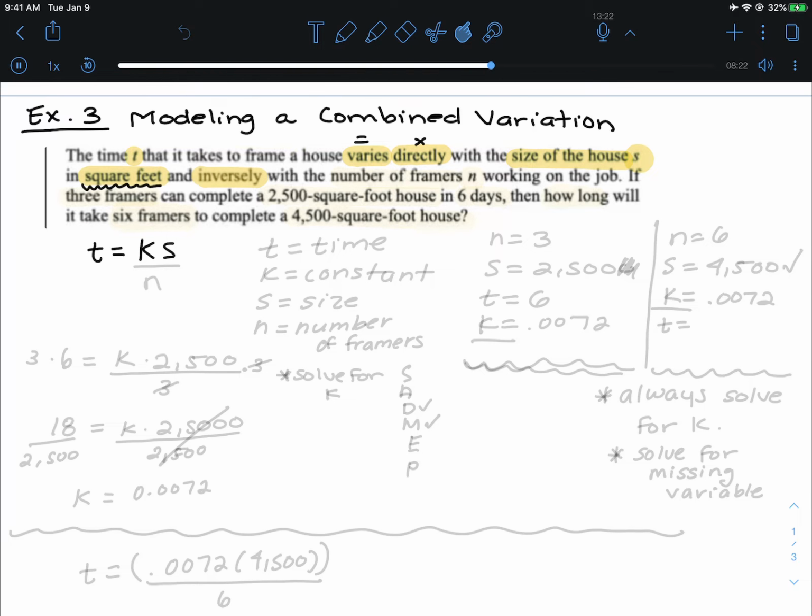And inversely, so here we have the word inversely, which means division. So we're going to divide inversely with the number of framers n, the number of framers n working on the job. So what's going to be divided? The number of framers n, okay? If 3 framers can complete, so let me see, t is time, k is the constant, s is the size of house, and n is the number of framers.